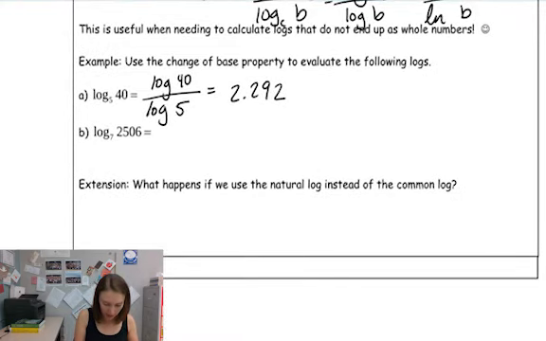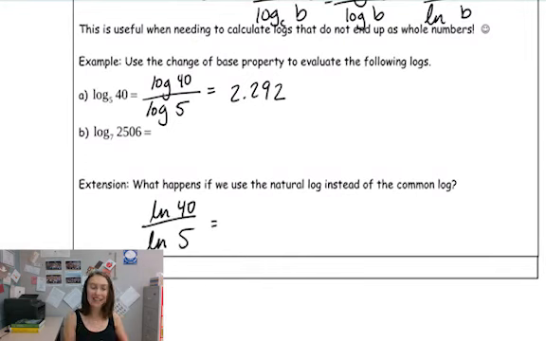Again, for funsies, I want you to type in your calculator, what happens if I use the ln of 40 divided by the ln of 5? I want you to see that it's the same. So type in ln of 40 divided by ln of 5, natural log, and I still get 2.292. So it's the same regardless of if I use a base of 10 or a base of e.